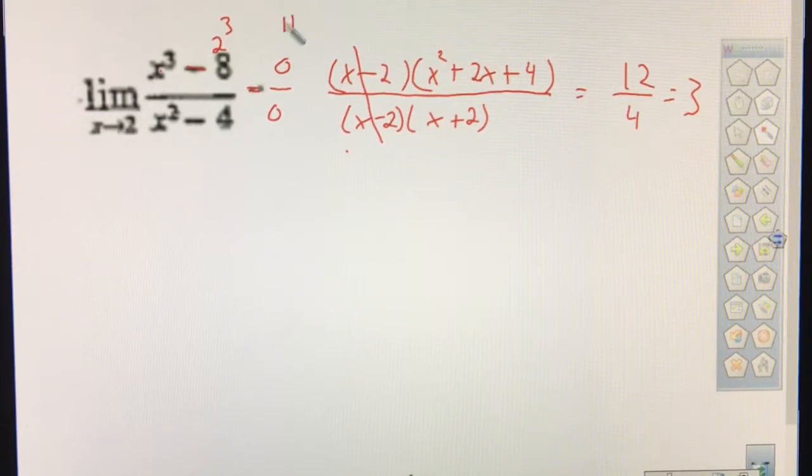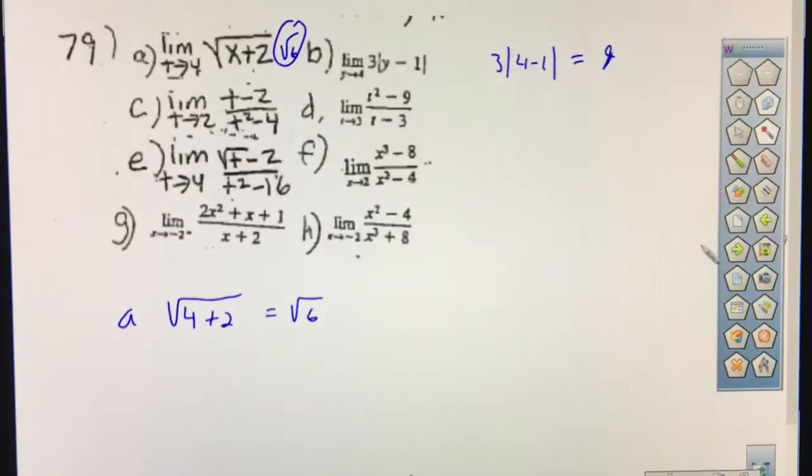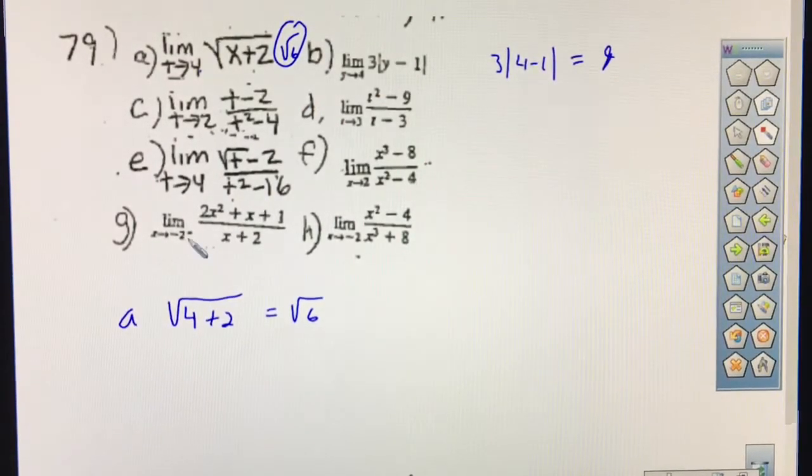There's another way to do this with an H hat called L'Hopital, but we'll save that for later. Another one I have to factor, but it's a left-handed limit.